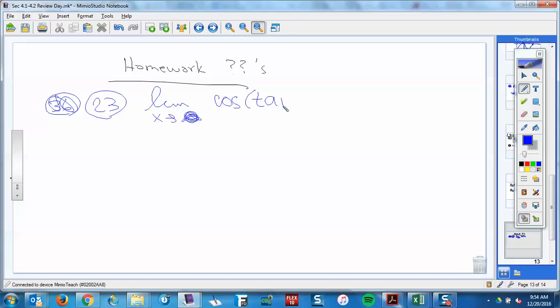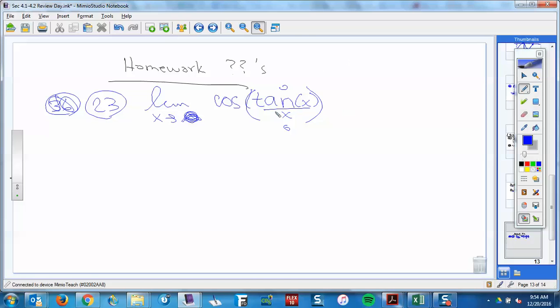Cosine of tangent x over x. Oh, like that? Okay. So x approaches 0, so tangent of 0 is 0 over 0. Oh, okay, yeah, I remember this one. So we get 0 over 0 on the inside. So we have to fix that, and that's where we could use L'Hopital's rule, right?